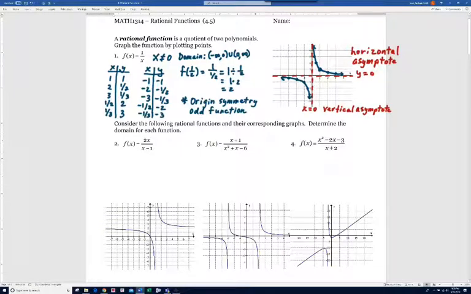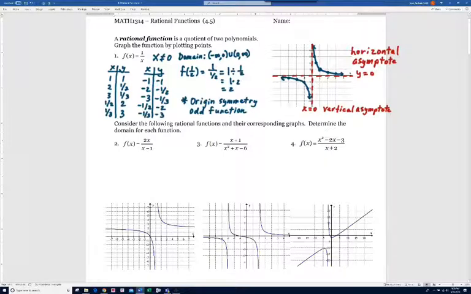And by the way, when you're doing graphing, if you have a function that has some kind of symmetry, whether it's y-axis symmetry or origin symmetry, that can make things easier when you're plotting points, because if you get a point on one side, then you'll know a point on the opposite side using some symmetry. All right, let's move on, and now we're going to focus on asymptotes. Turns out they're a really important feature of rational functions when we're doing graphs. Okay, so it says, consider the following rational functions and their corresponding graphs. Determine the domain for each.